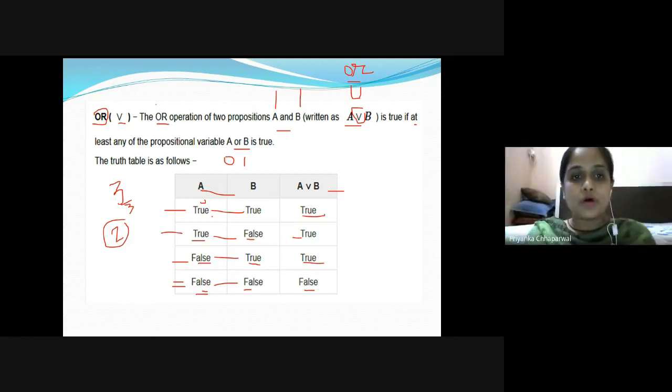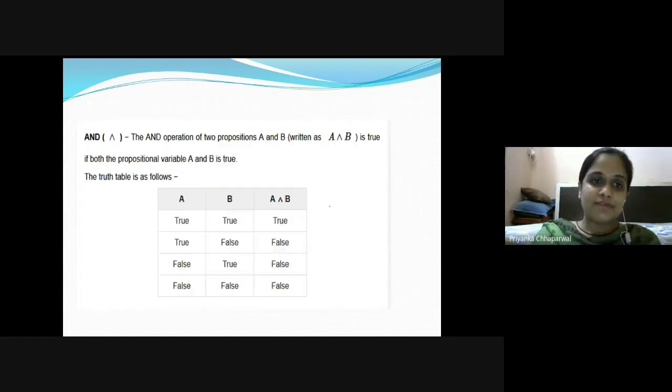So the OR operator, how can we use it: if at least any of the propositions is true, you have two variables A and B. If at least any one of the propositions is true, if one is true, then the final answer is true. Okay, then we have the AND operator.